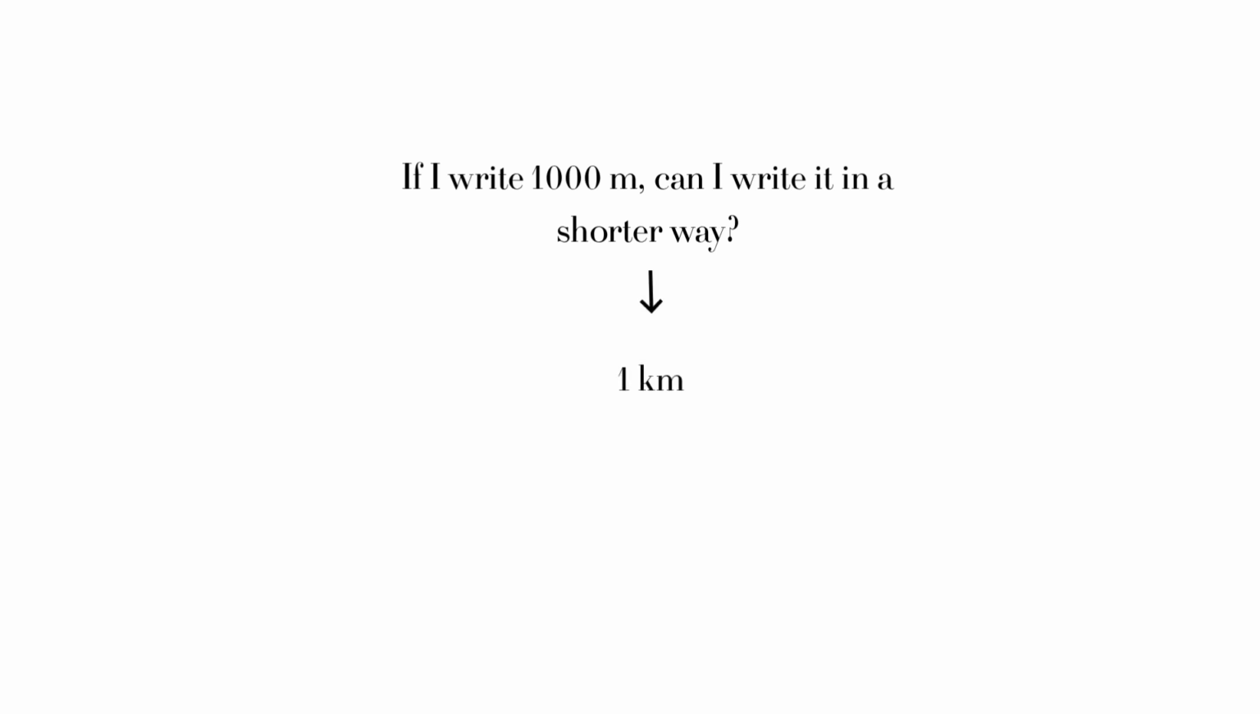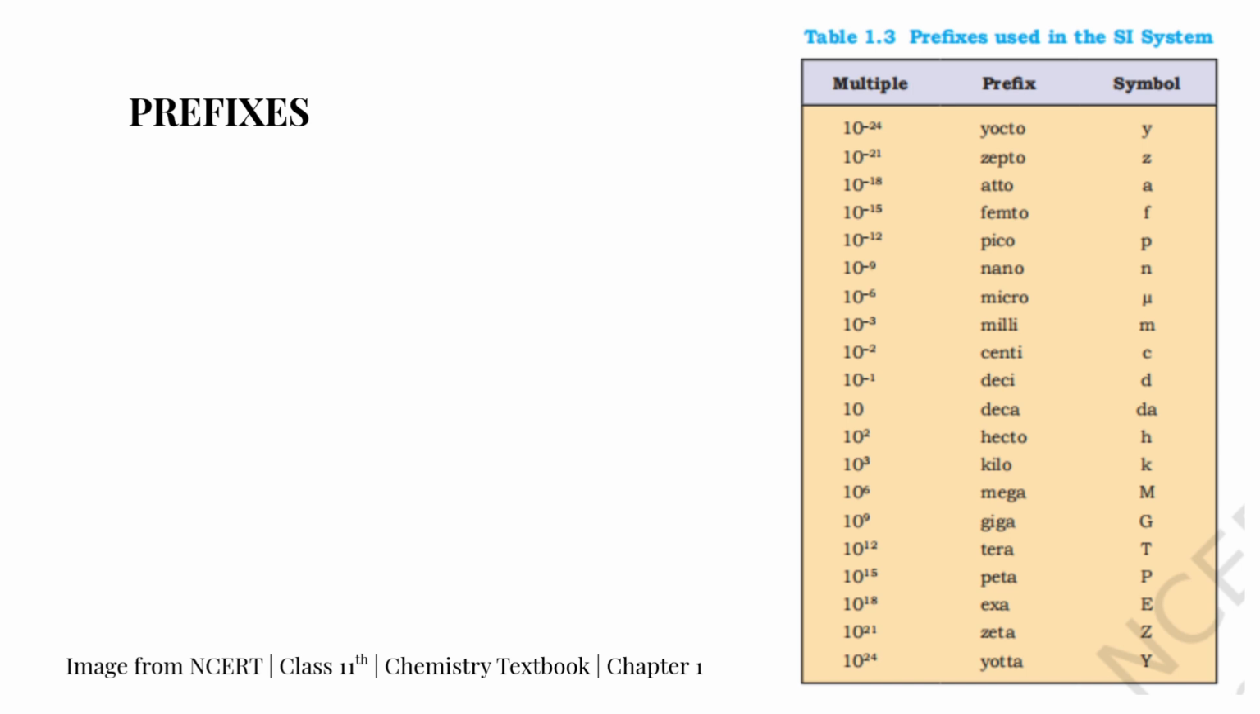Now let's understand something interesting. If I write 1000 meter, can I write it in a shorter way? We can write it as 1 kilometer. This is where prefixes are used. On the right, you can see the prefixes used in the SI system. This table is given in NCERT book. Now you don't need to memorize the entire table, but some prefixes are very important from the exam point of view. Let's look at the most commonly used ones.